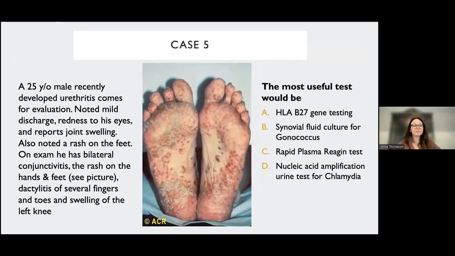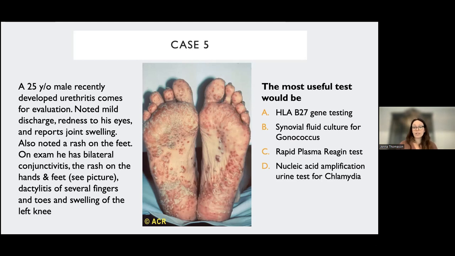All right, so a 25-year-old male recently developed urethritis, comes in for evaluation, noted to have mild discharge, redness in his eyes, reports joint swelling. He's also noted a rash on his feet. And on exam, he has bilateral conjunctivitis. And he has this rash that you see pictured on his feet and then also on his hands. He has dactylitis of several of his fingers and also of his toes. And he's got left knee swelling.